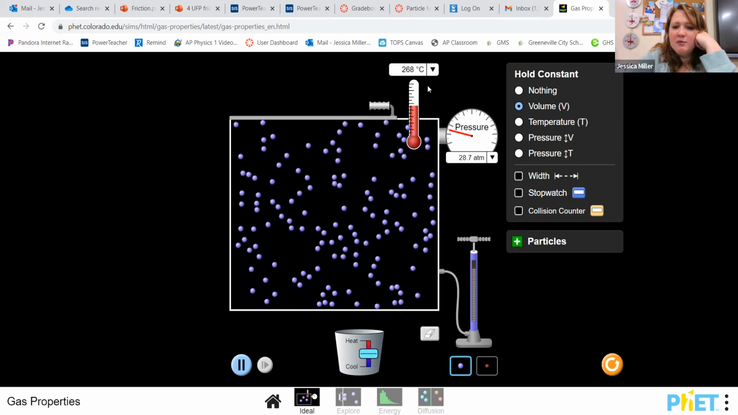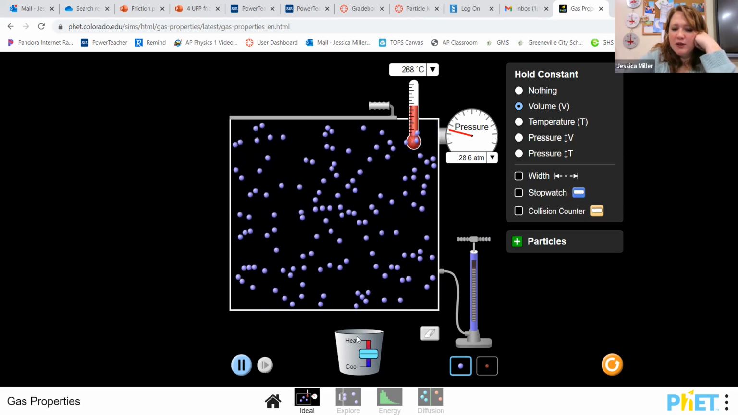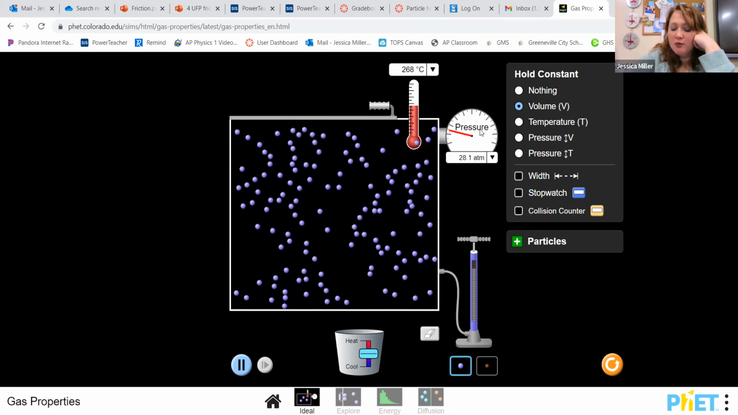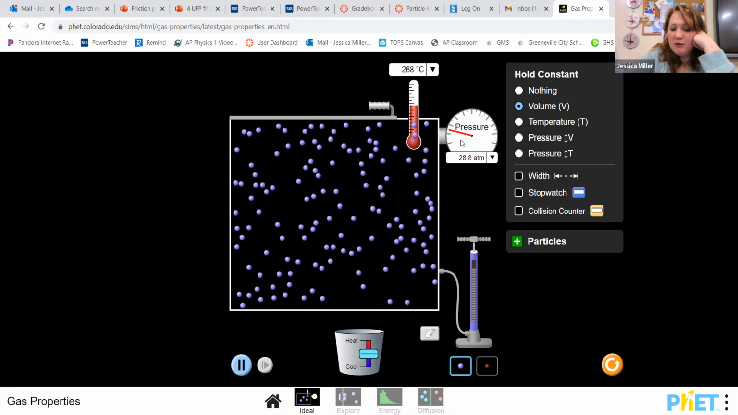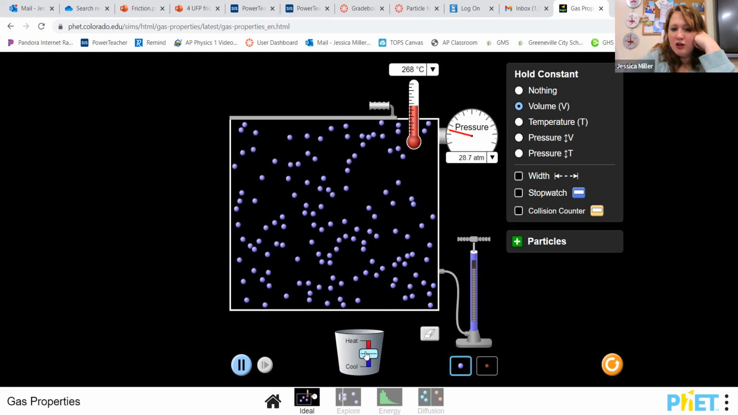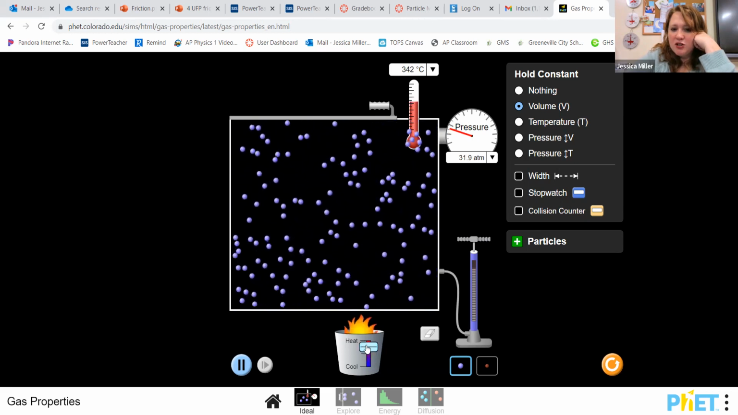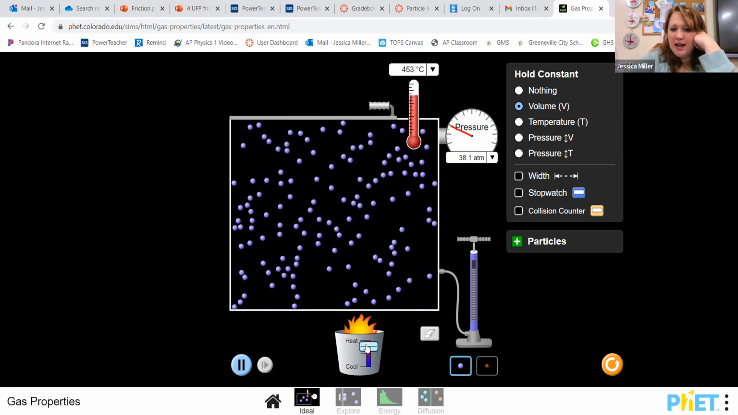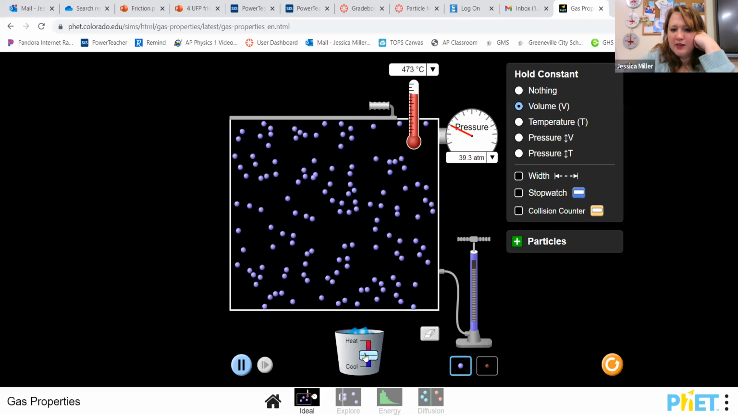Now, our independent variable here is temperature, because that is what I'm changing. What you measure at the end, that is your dependent variable. So pressure depends on the temperature. And you can already see that relationship. As you increase the temperature, you can see what's happening to our pressure.